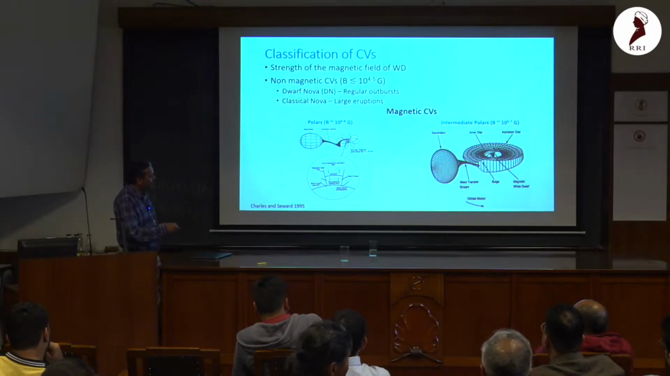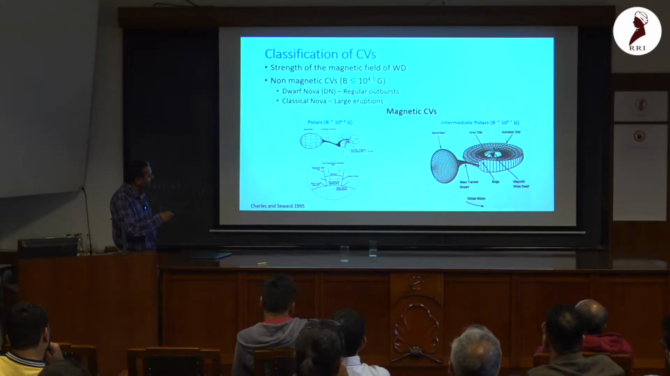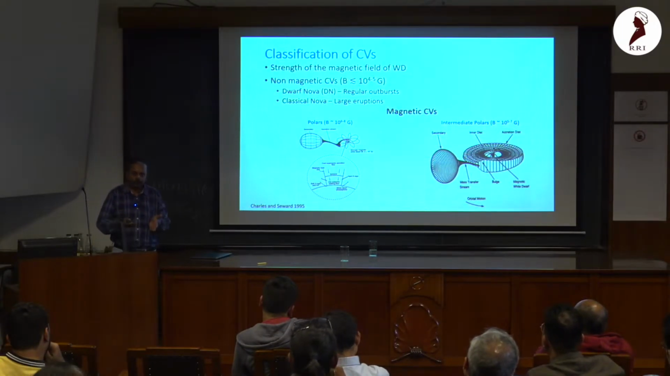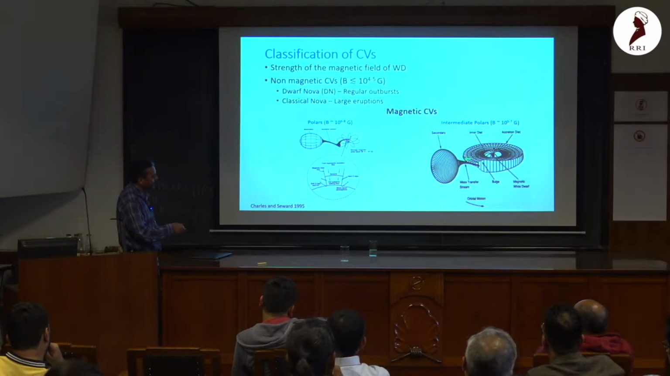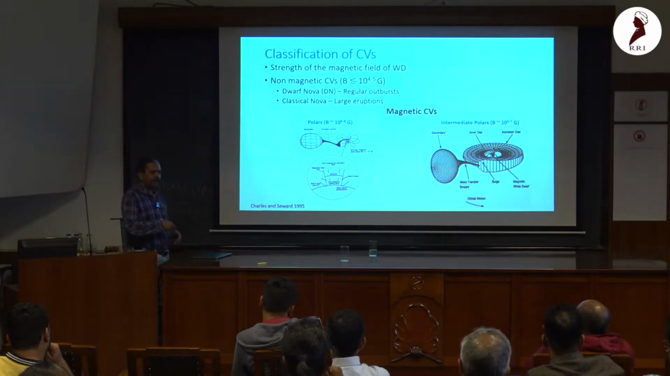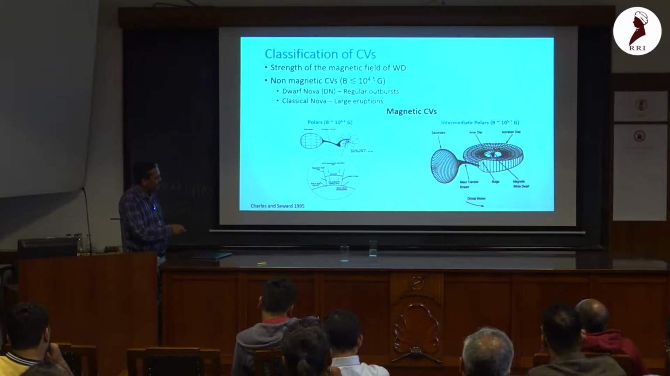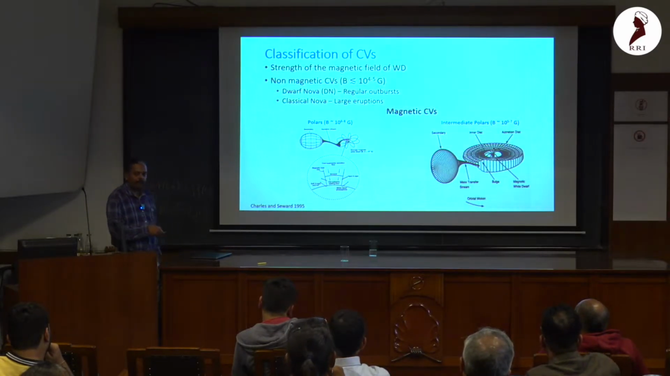Whereas if you go to the intermediate polars, which are in between these two sources, there is some room for formation of the accretion disk because the magnetic field is not as strong. So it will allow some partial, or I would say truncated, formation of the accretion disk. And at some point, when the magnetic field becomes strong enough, it will take over the material, and the material will follow the magnetic field lines and fall onto the poles of the magnet on the white dwarf.